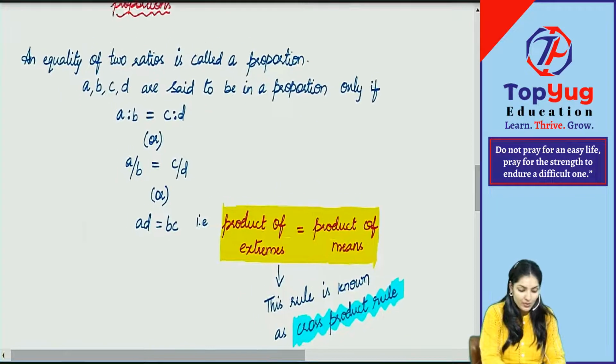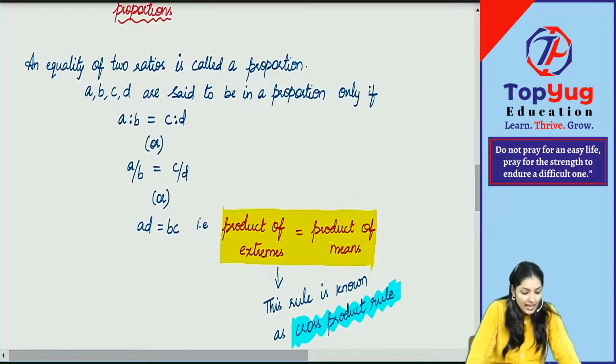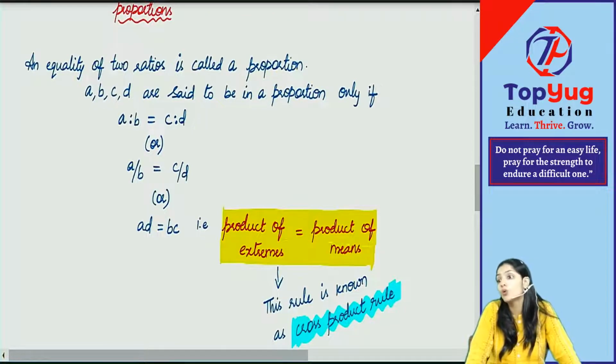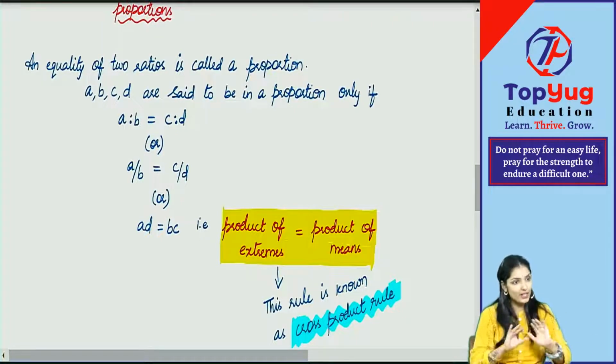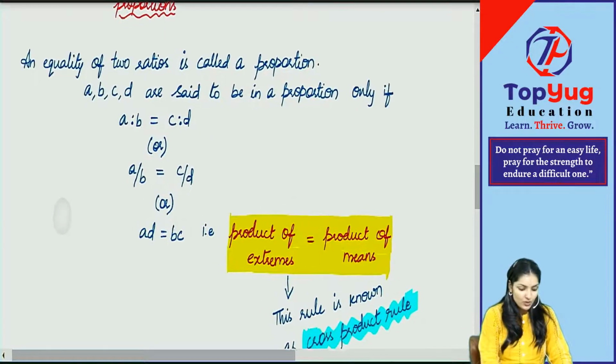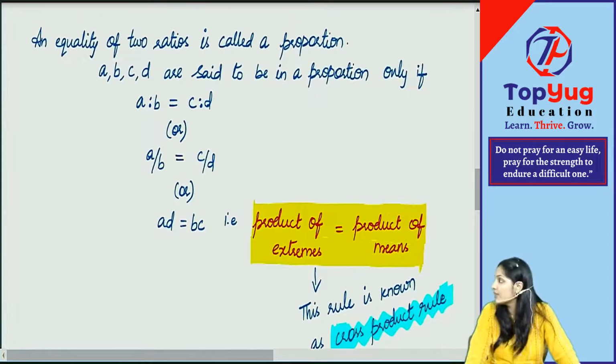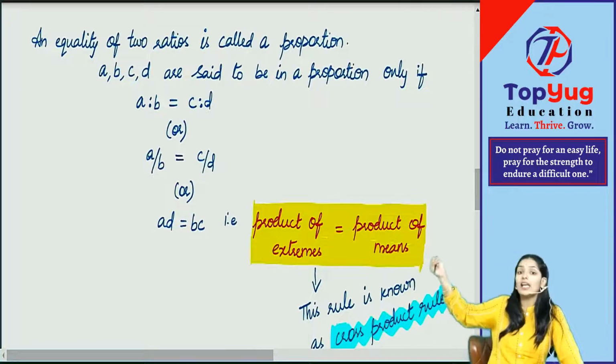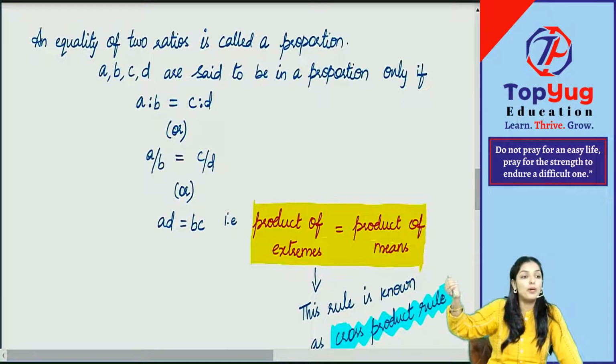So I've written a very simple sentence over there. An equality of two ratios is called a proportion. It can be 2, it can be more than 2. I will give you enough time to write. First, I'll just explain the whole proportion, and then I'll give you some 5 to 10 minutes, and then later on we'll start with the exercise. Okay. So guys, here I have written very clearly for you all. You all can see A, comma B, comma C, comma D.